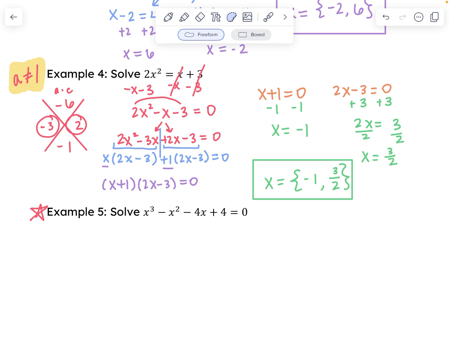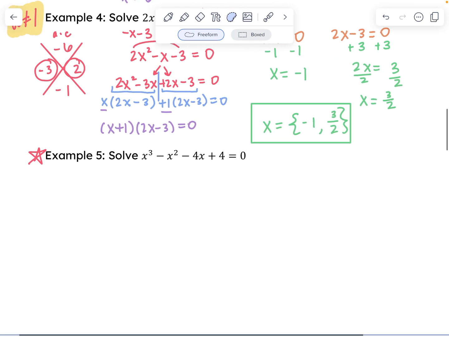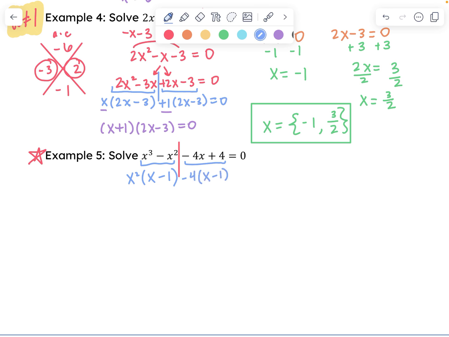Okay, so you can split the middle term and do factoring by grouping. Let's do some more practice with our factoring by grouping on example 5 right here. So remember, factoring by grouping is just splitting it into two groups and seeing what can you take out of each group. So what can I take out of the front group? What can I take out of the back group? So for this one, I can take out an x squared, and I'm left with x minus 1. In the back group, I can take out a negative 4, and I'm left with x minus 1.